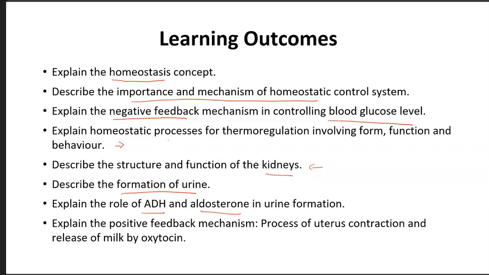And then lastly, explain the positive feedback mechanism, which, for example, involves childbirth. Childbirth involves contraction of the uterus as the result of the release of the hormone oxytocin. And also oxytocin causes the release of milk when the baby is breastfeeding.